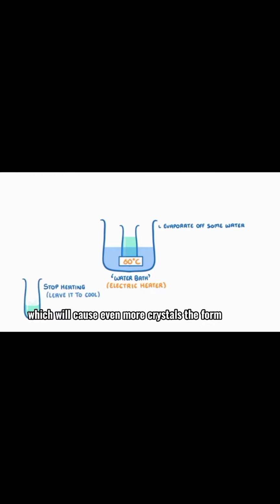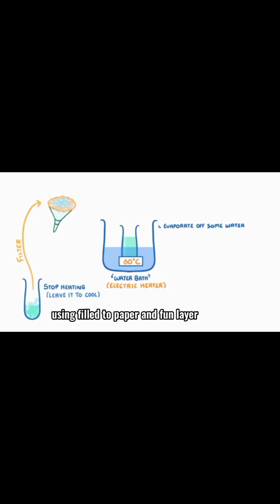To do this, we'd want to use a water bath or an electric heater rather than a Bunsen burner, because we don't want to heat up the solution too much and risk damaging our salt. Once we've evaporated a bit of the water off and we start to see crystals forming, we can stop heating it and leave it to cool, which will cause even more crystals to form. We then filter these crystals out using filter paper and funnel again, and then dry our crystals, either by dabbing them with filter paper or leaving them somewhere warm.